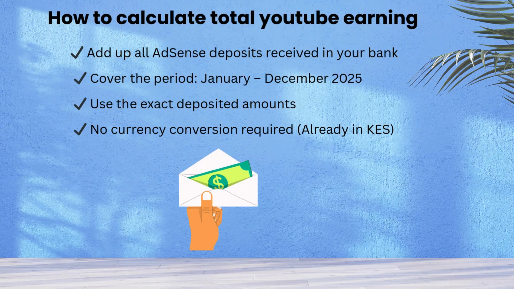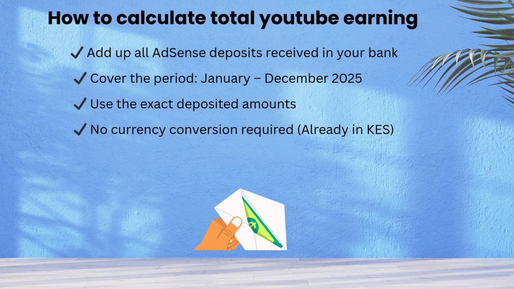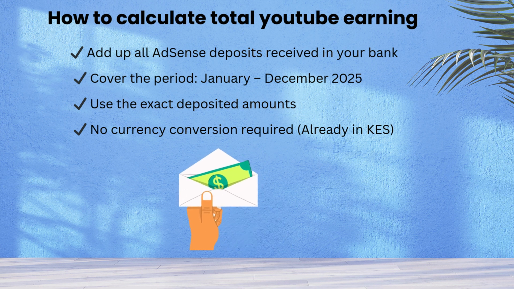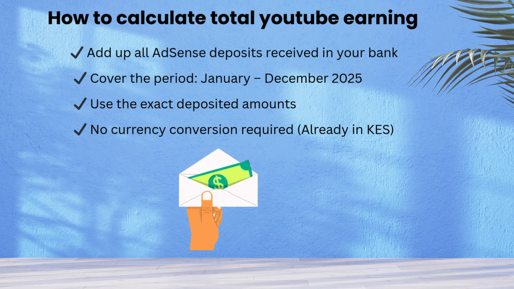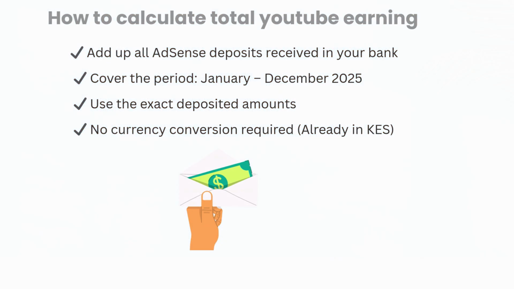Now for someone who doesn't know how to calculate the total income earned, here is a bonus tip for you. To determine your total YouTube earning for 2025, simply add up the exact amounts deposited into your bank account by AdSense from January to December 2025. The figure is already converted into Kenya shillings, so there is no need to do any currency exchange at this point. I hope this helps you.